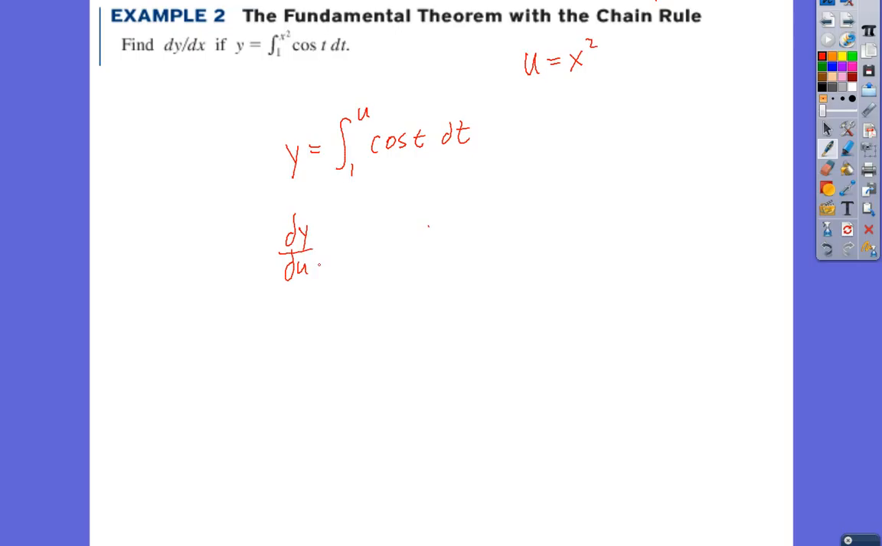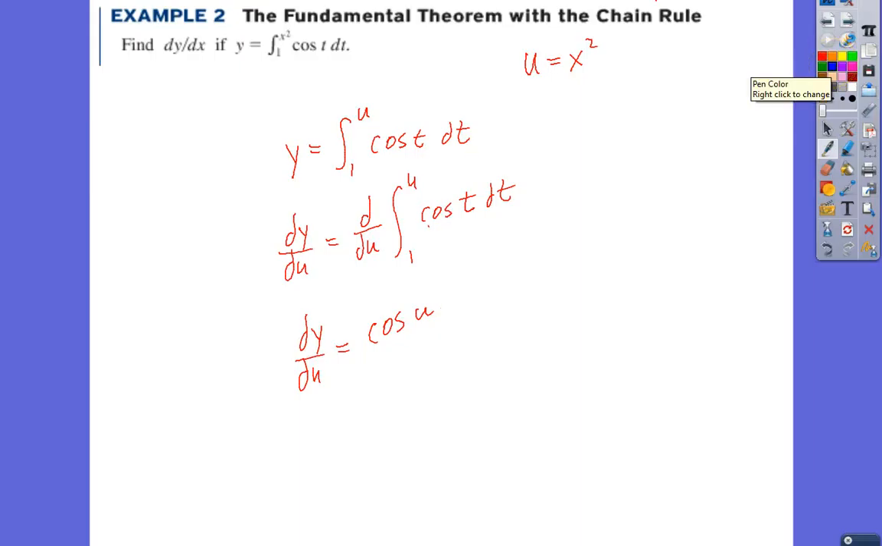Well, dy/du is the same thing as saying, take the derivative with respect to u of my integral from 1 to u of cosine t dt. Again, I check myself: is my bottom limit a number, and is my top just a single variable? That's true. So dy/du is going to be, by the fundamental theorem of calculus, just cosine of u. But I don't want dy/du. I want dy/dx. Well, what can I do?